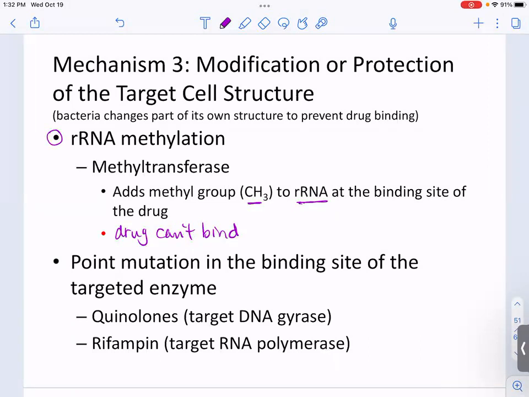Okay. Another example of this is maybe just a point mutation in the gene that encodes the target enzyme. So sometimes that could make the enzyme not functional, but it could be a part of the enzyme that's not going to make it non-functional. It's just going to make it so the drug can't bind to it. So for instance, maybe a point mutation in DNA gyrase would make it so the quinolones or the fluoroquinolones couldn't bind to that enzyme anymore. Or a point mutation in RNA polymerase, so the protein can't bind to it.